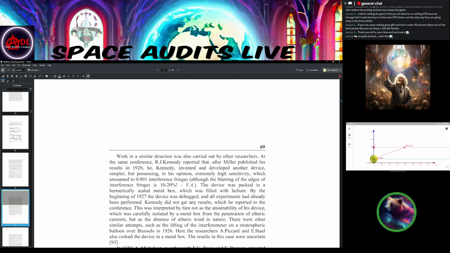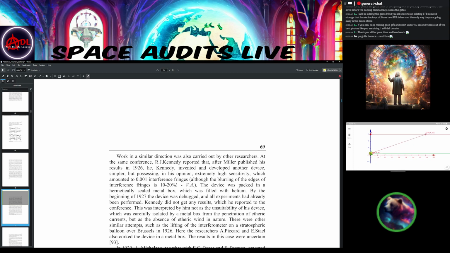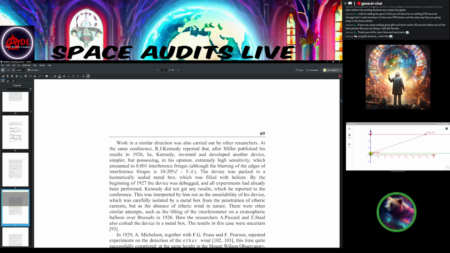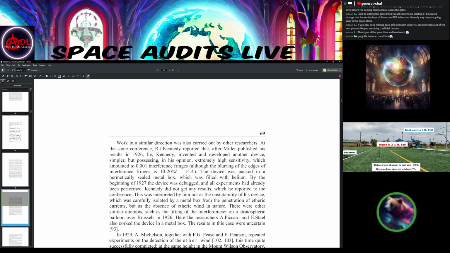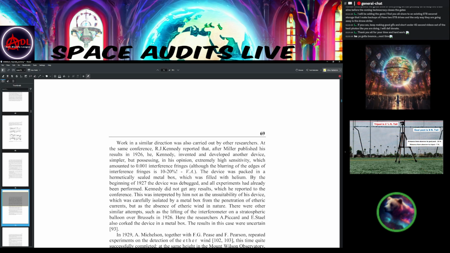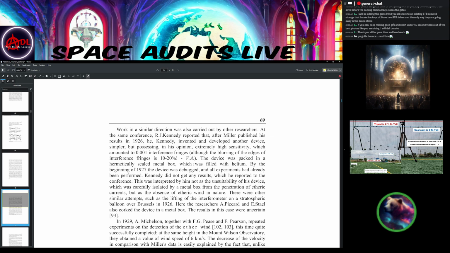Work in a similar direction was carried out by other researchers at the same conference. R.J. Kennedy reported that after Miller published his results in 1926, Kennedy invented and developed another device, similar, but possessing, in his opinion, extremely high sensitivity, which amounted to 0.001 interference fringes, although the blurring of the edges of the interference fringes is 10 to 20%. I don't know what that means.